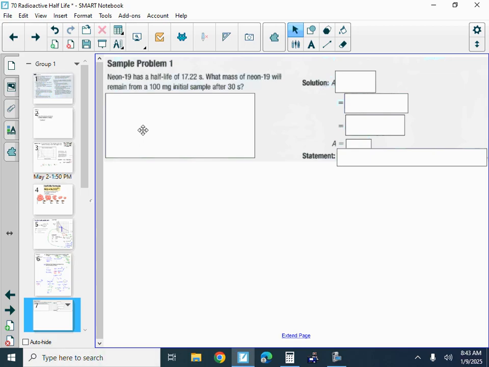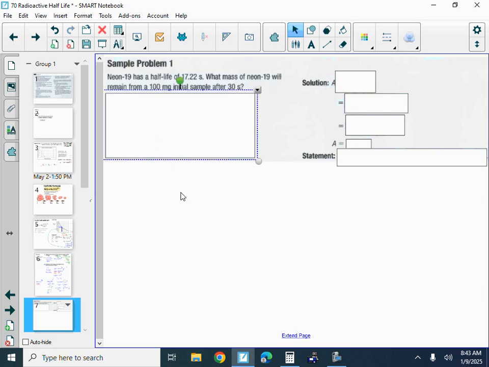So here's another one. Neon 19 has a half-life of 17.22 seconds. The half-life value can be any unit. You just have to then deal with those units, right? So in this case, we're going to convert anything to seconds if necessary. So if this is given as a minute, you write it as 60 seconds, or if it's half a minute, convert it to 30 seconds.